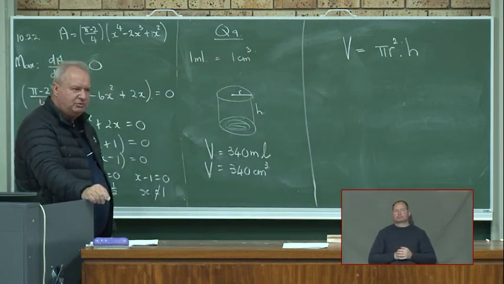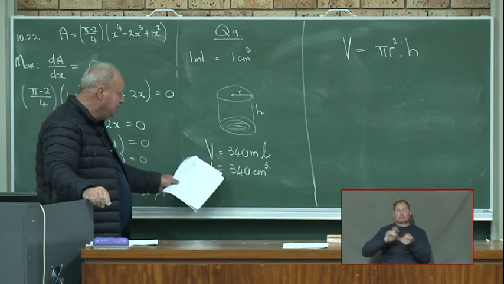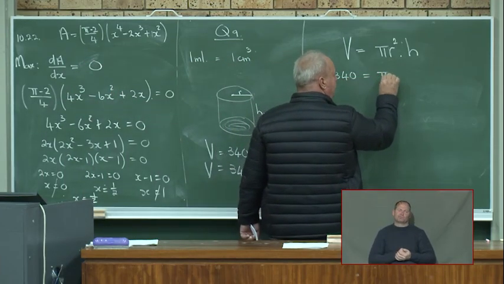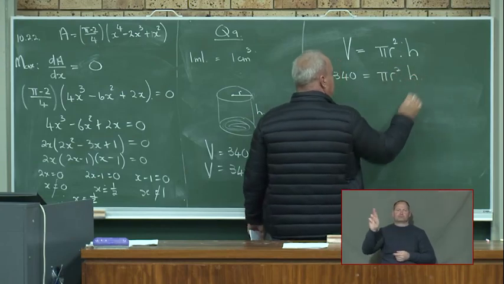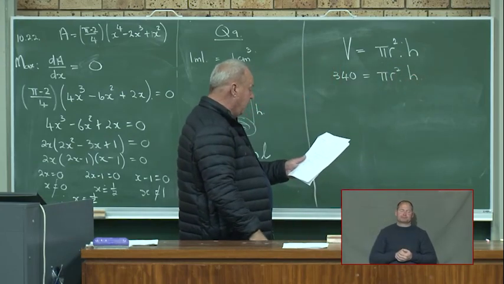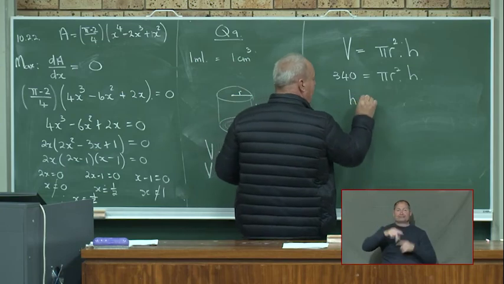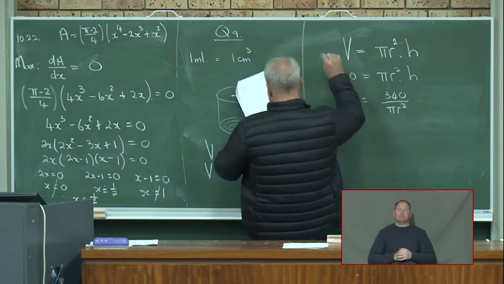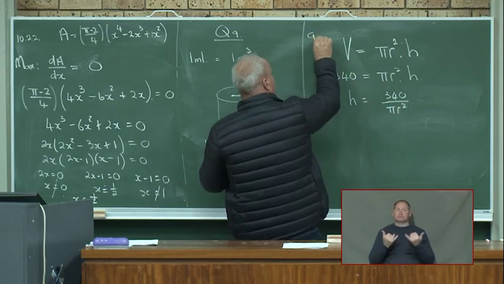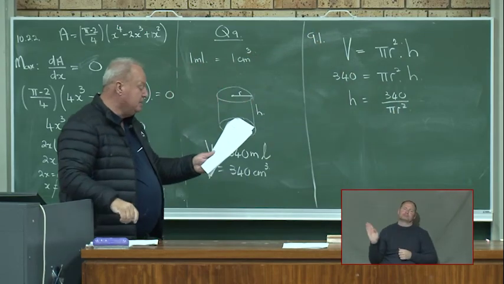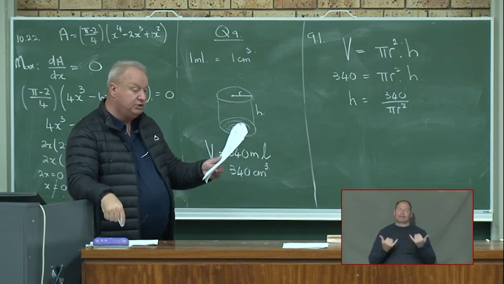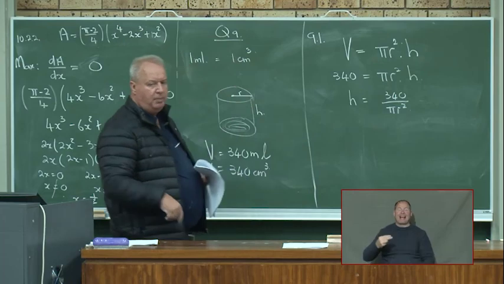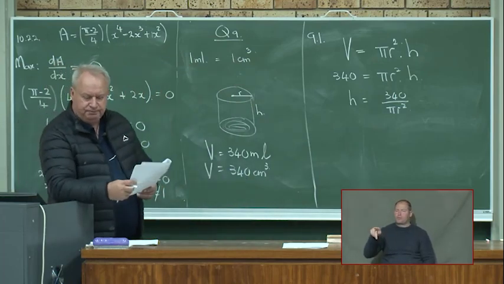Now I'm going to make h the subject of the formula. The volume is given as 340. That is equal to pi radius squared times height. Now what do I need to do? I need to make height the subject of the formula. Height is equal to 340 over pi radius squared, and that answers question 9.1. Determine the height of the can in terms of the radius r. The height in terms of the radius r. Pi is a number. Correct.